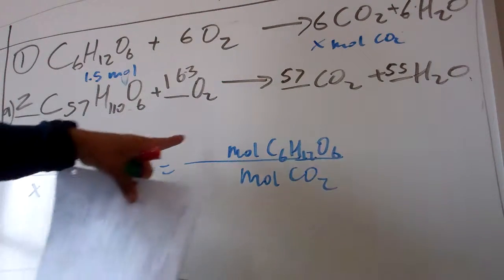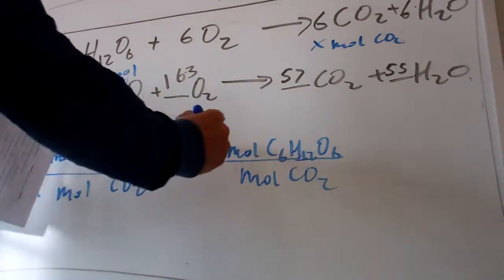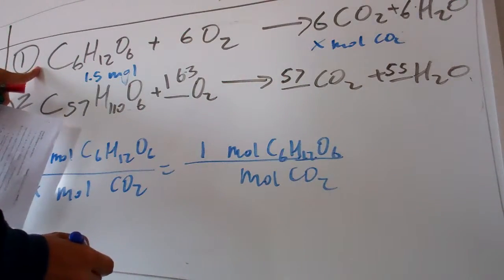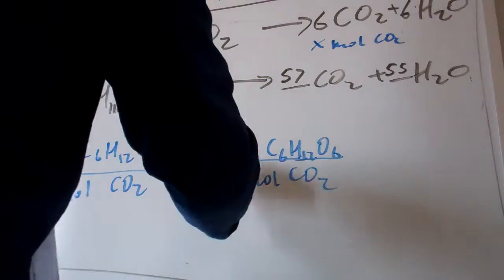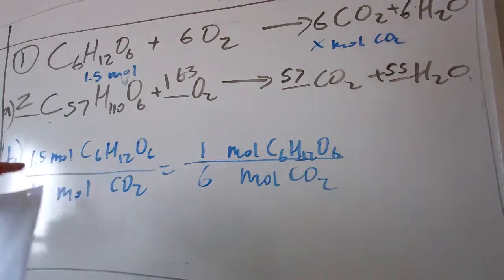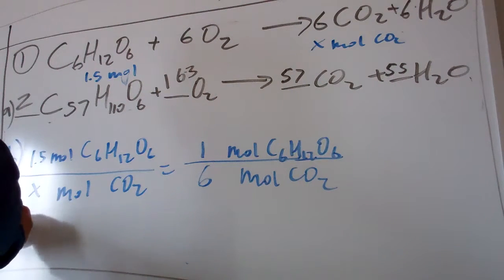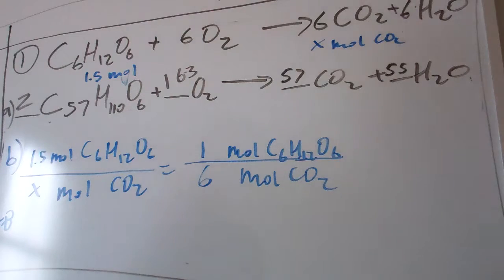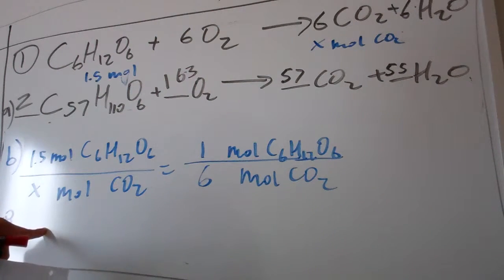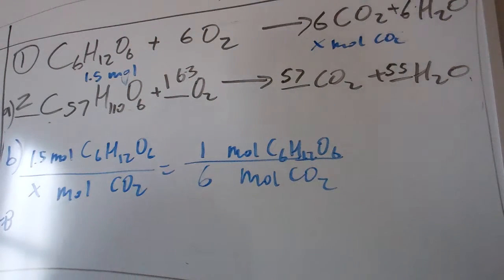So let's look at the ratio here. For every 1 mole of C6H12O6, I get 6 moles of CO2. So it's a 1 to 6 ratio. So 1.5, this should be 6 times bigger. So it's about 8. I like to do an estimate first just to see I'm in the right ballpark, because usually when you make a mistake, it's hugely off.